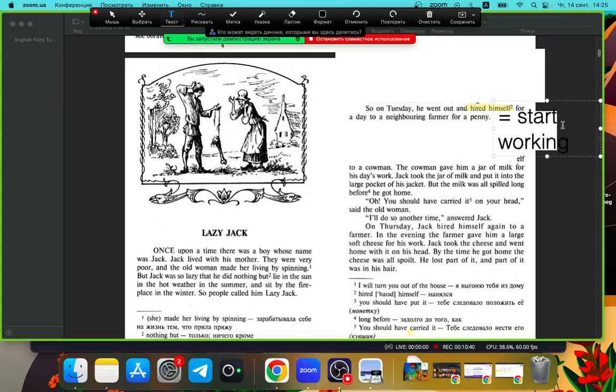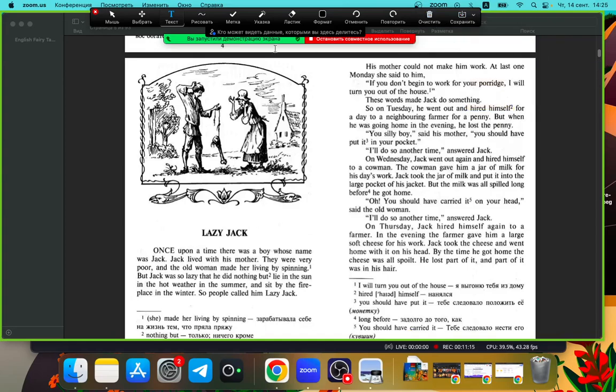You also have to write it down, okay? And we'll put it also in movement and motion. Also number 6, everything that is happening. So on Tuesday, he went out and hired himself for a day to a neighboring farmer for a penny. Please highlight it. He hired himself for a day to a cowman, to a butcher, to a farmer, to somebody else. I don't really remember. Many things were there. Yes, start working. Write it down in motions and movements.